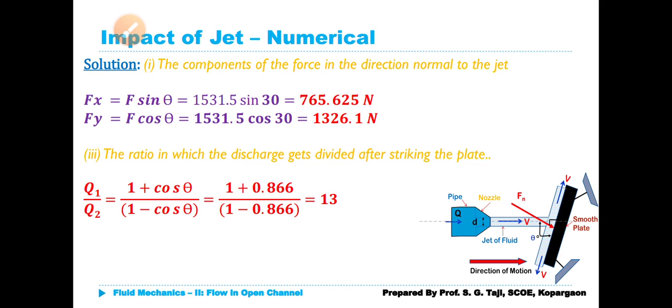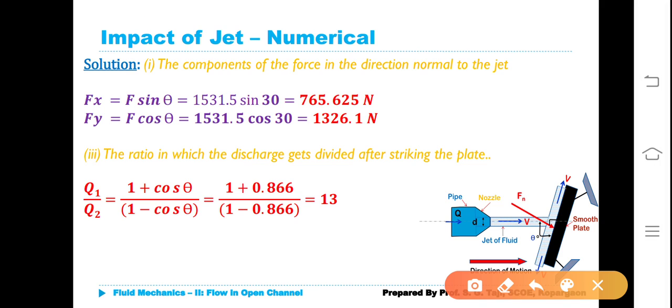Solution. Fx is equal to F sin theta. Further continue the solution to find out in x direction F sin theta. You can calculate Fy, F cos theta. You will get in x direction 765.625 Newton. In y direction, the same force is calculated as 1326.1 Newton.